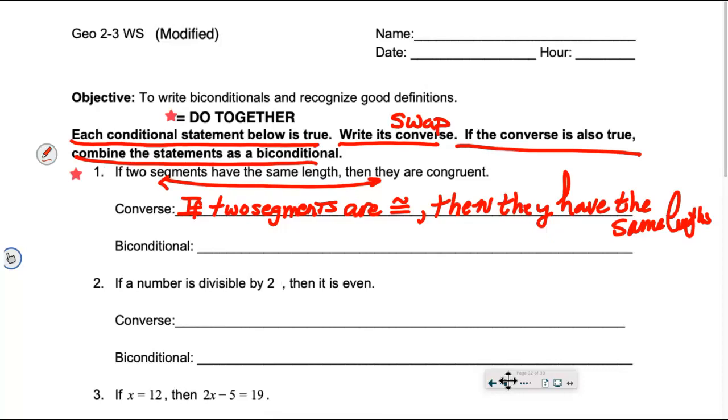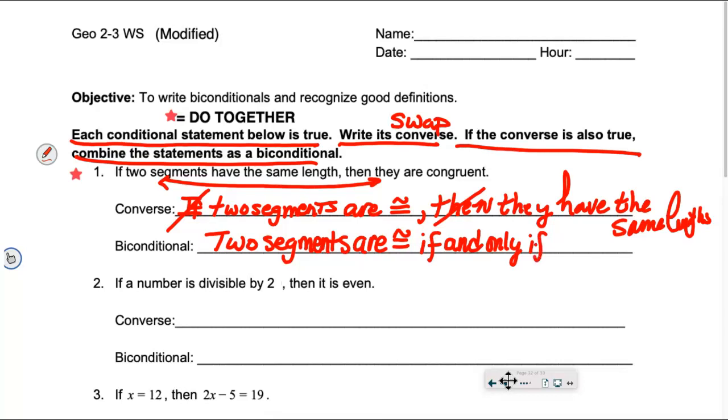So remember for the biconditional, we toss the if and the then, cross them off, and we just start our phrase. Two segments are congruent, but then we use the phrase if and only if they have the same lengths.